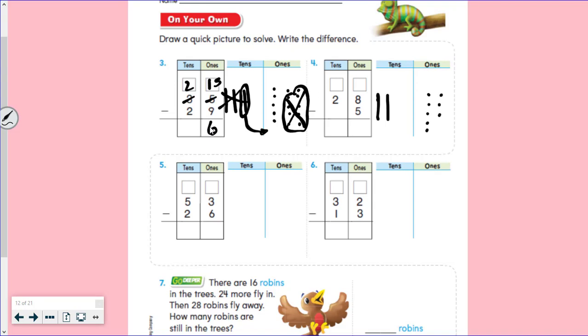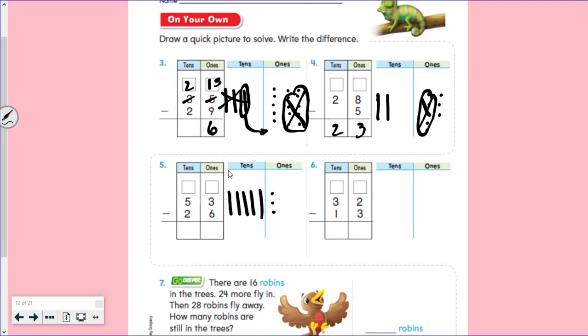All right, so I already drew my quick picture for 4. So we had 28. We're taking away no 10s and 5 1s. So that's easy. I can take away 5. There's enough there. So there's 3 left. And in my 10s, I'm not taking anything away. So then there's 2 10s left. So that one was pretty easy. All right, pause your video, do number 5.